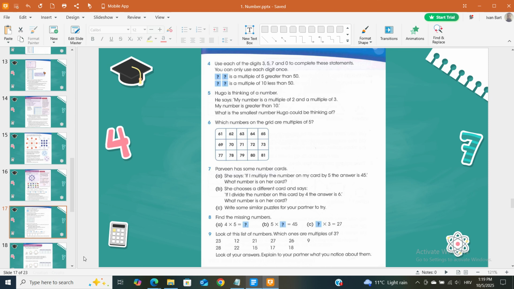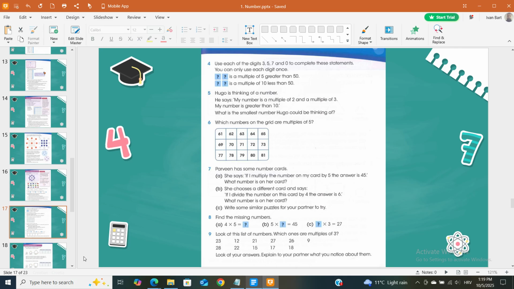8. Find the missing numbers. A. 4 by 5 equals question mark. B. 5 x question mark equals 45. C. Question mark x 3 equals 27.